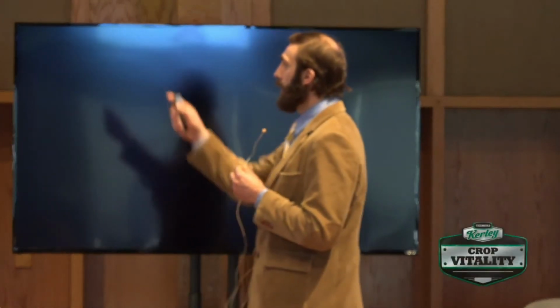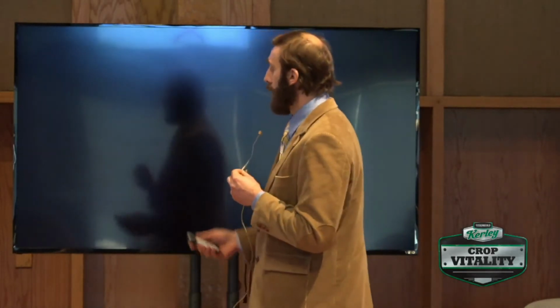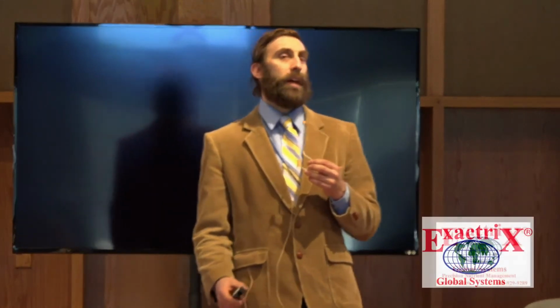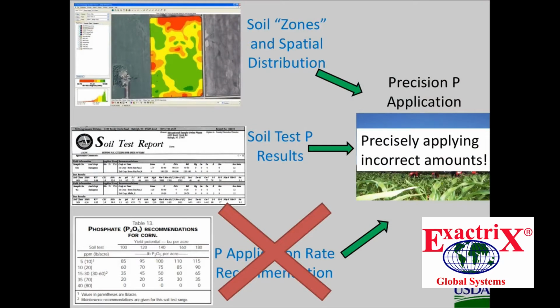But if in any link in this system something is not correct, then you no longer have precise application. So in other words, if your phosphorus application rates are not correct, then essentially what you have is a precision application system that is precisely applying incorrect amounts of phosphorus. In other words, it's not really a precision application anymore. And that's what I want to talk about, that part, the phosphorus application rates.